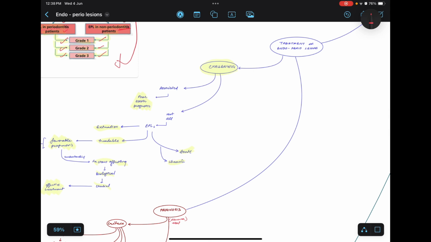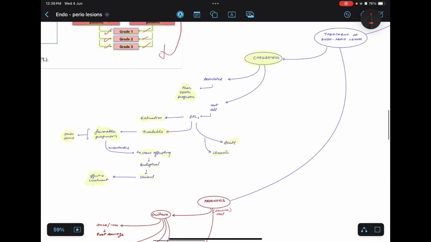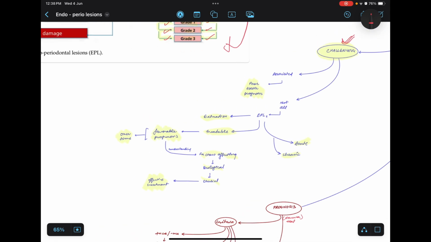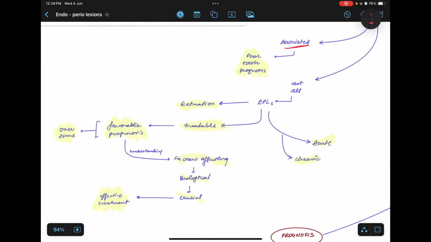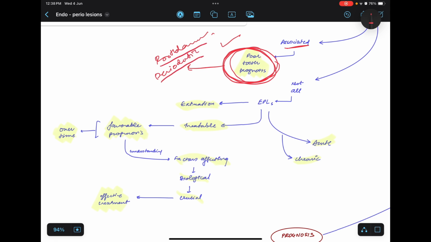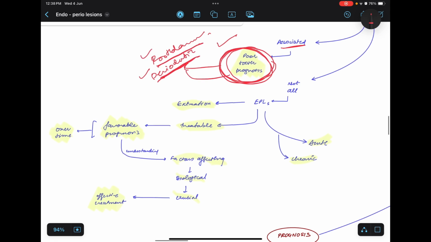Moving on to treatment of endo-perio lesions. Now, this is very important and also pretty challenging. Why is it challenging? Because it is associated with poor tooth prognosis. Why poor tooth prognosis? We covered it. Because most of the time it will have root damage or it will have periodontitis. Both of these conditions have poor prognosis for the tooth.